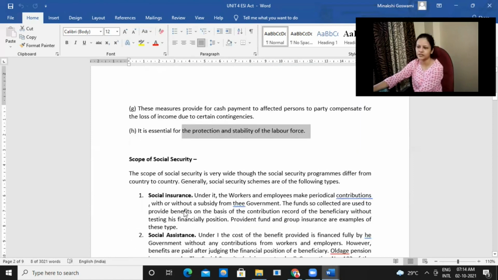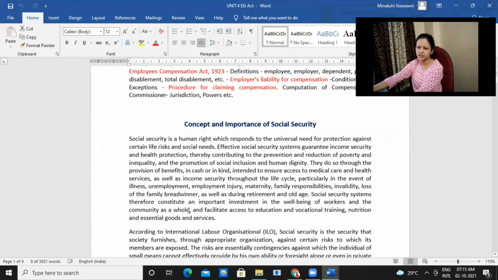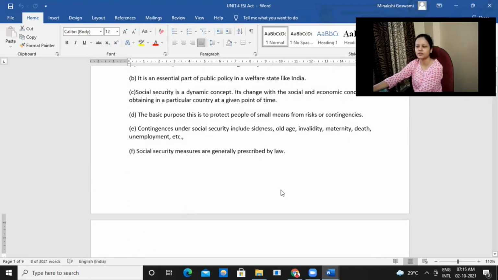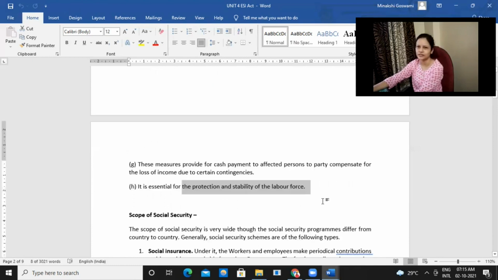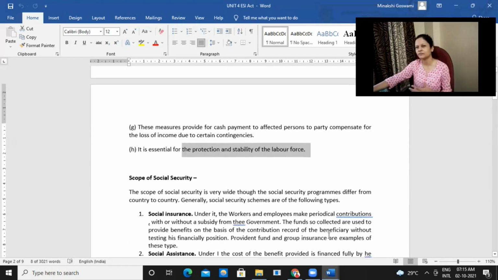Okay, so this is what social security is and why it is important. It's very important because of all these reasons, that sometimes employees may not be able to foresee those situations or prepare themselves for such a situation. So it's very important that some sort of security they are getting from the employer itself or from the government side.